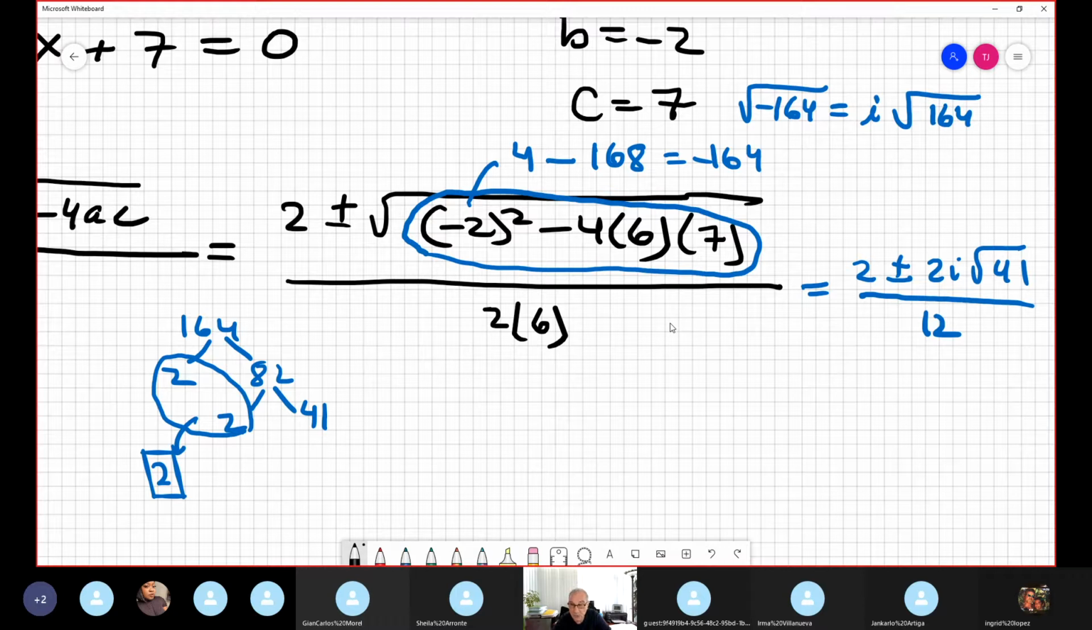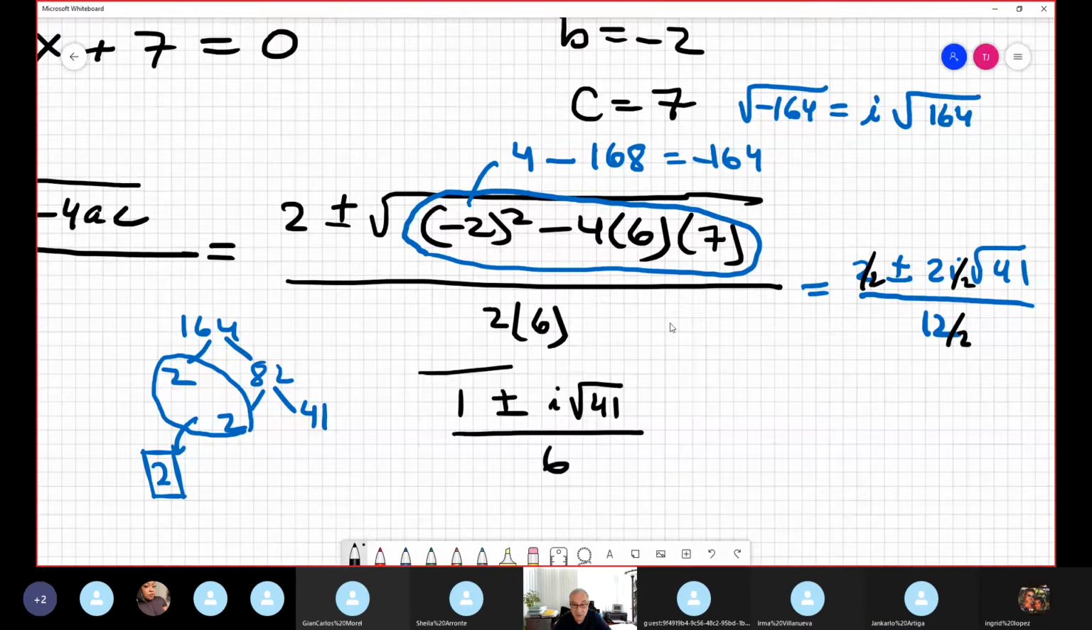No, we can reduce. Divide everything by 2, by 2, and by 2. Not inside the radical, of course. We have then 1 plus or minus i radical 41 divided by 6. Final answer. Professor.